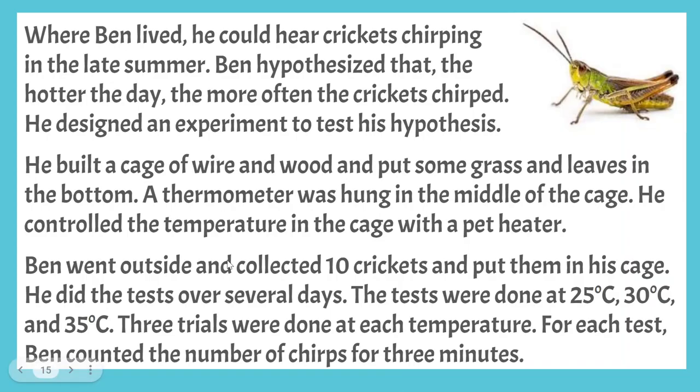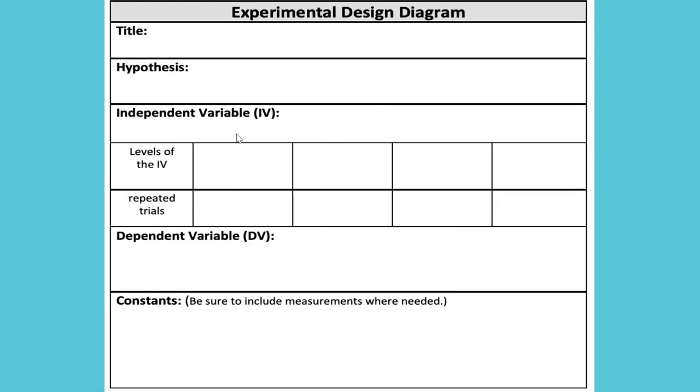The first thing I'm going to ask you to figure out is what is the independent variable? What is Ben going to change? Ben hypothesized that the hotter the day, so that was his thought, if I change the temperature, then the more often the crickets are going to chirp. So his independent variable is temperature.